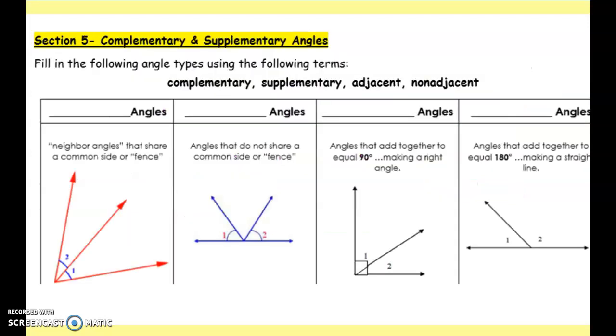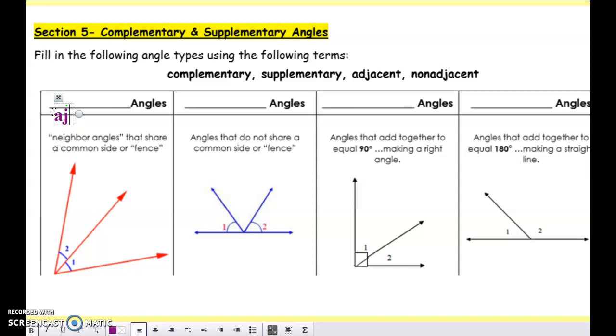Okay, so we talked about complementary and supplementary angles and also a few other references. So neighboring angles, that was just from that last section here, but they are adjacent angles. So again, here is another picture of adjacent angles. When you have angles that do not share a common side or fence, right? They are simply non-adjacent.